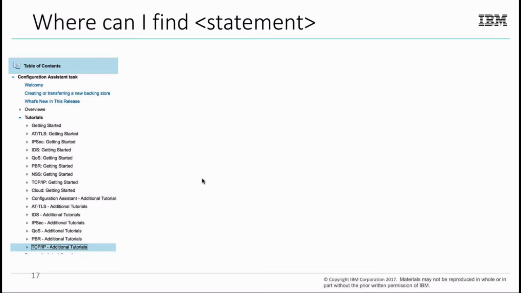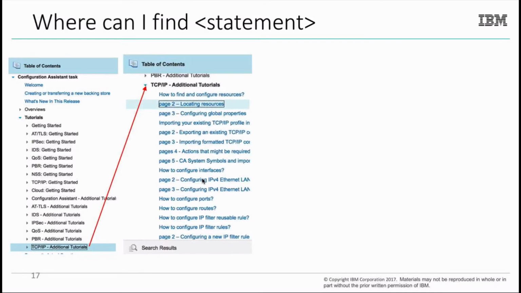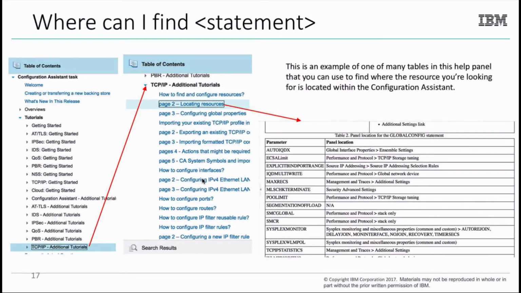Well, if you go to our Help again, and you go to the Knowledge Center, you can click Help on any screen to get to this Knowledge Center. You scroll down to Tutorials, then you scroll down to TCP/IP Additional Tutorials. And in TCP/IP Additional Tutorials, the first one is How do I find and configure resources? Page 2 of that tutorial is a table of all the resources and where to find them. So this is an easy place to go if you want to find out, for example, where do I configure auto IQDX? Where do I configure ECSA limit? This will tell you where to find the panels for each of those parameters.